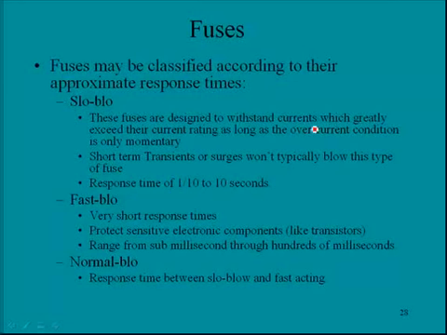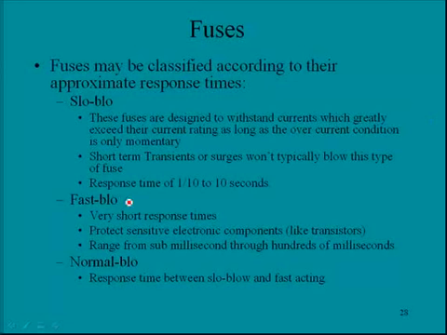These are usually what you would have in a household. If you have transients or surges in the voltage line, those will not blow. If they did, you'd have to be resetting the circuit breaker all the time, because surges and transients are really quite common.